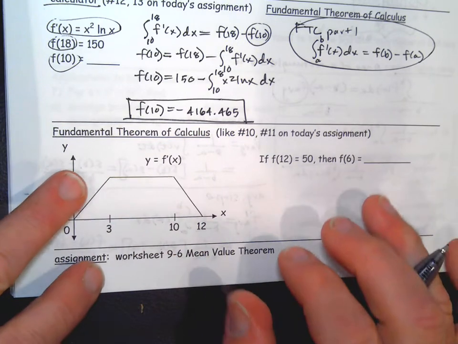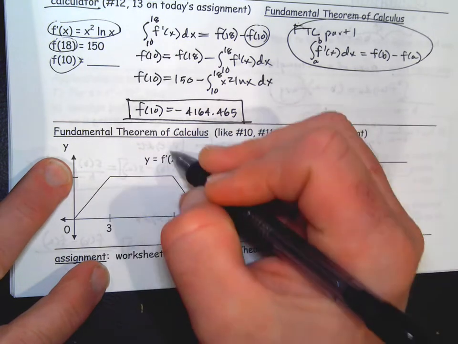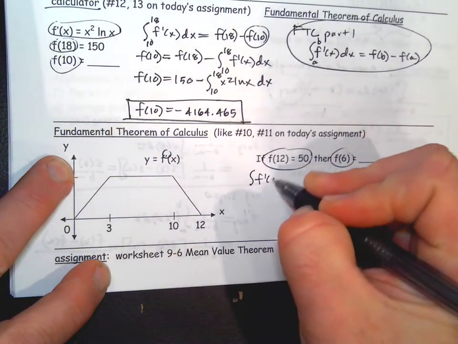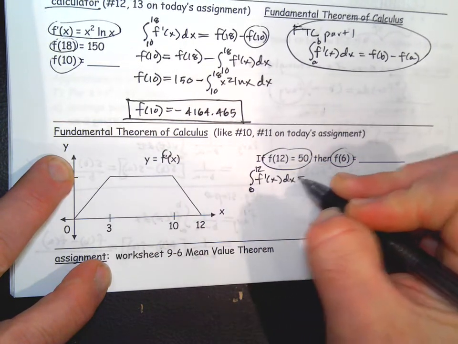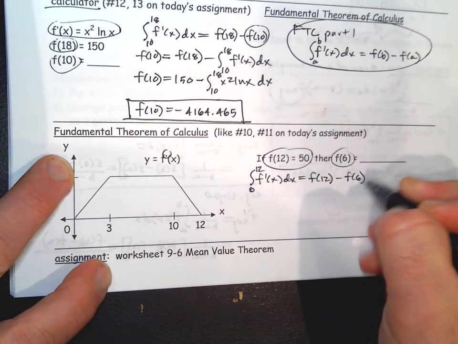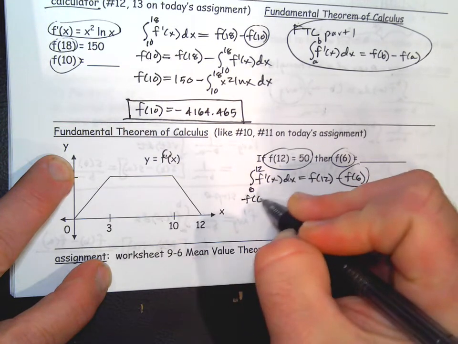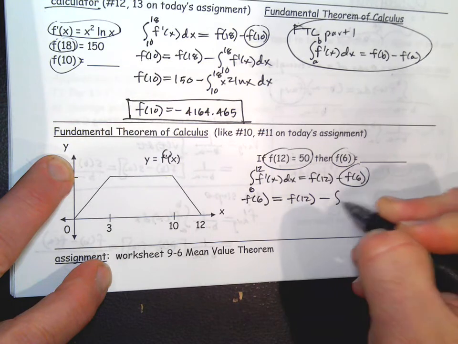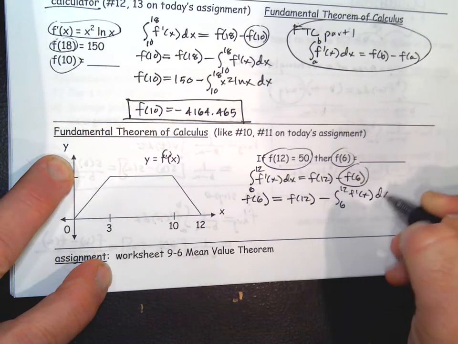On this one, I'm going to say, okay, well, I know f of 12 is 50, and I want to know f of 6. And this is the graph of the derivative. Now, I'm using the same approach. Let's integrate the derivative from 6 to 12. And that should give us f of 12 minus f of 6. And this is what I want. So I could add this over here, subtract this over here. So f of 6, I'm going to rewrite this. f of 6 equals f of 12 minus the integral 6 to 12 of f prime of x dx. Exact same strategy as the last problems.